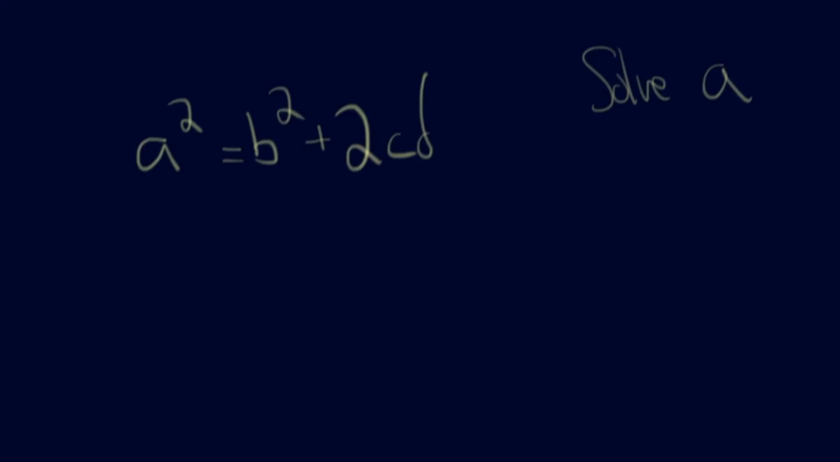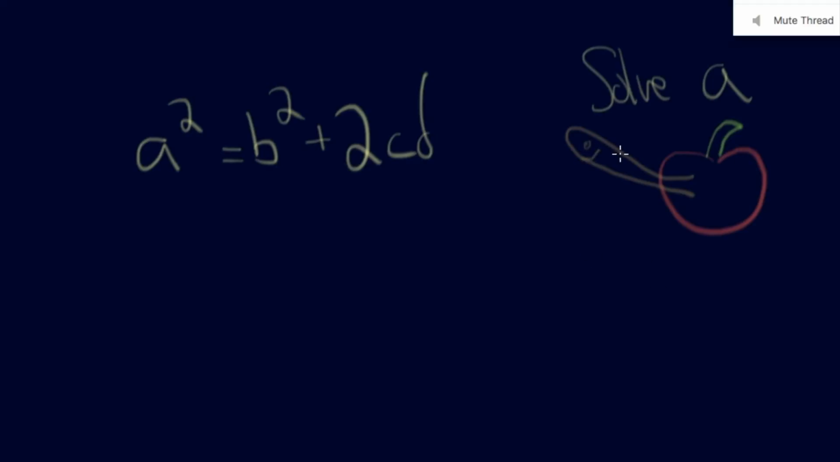Solve for a. So solve for the apple. Ooh, apples. Here's my apple. Maybe there's a little worm coming out of it. There's my worm. I've never seen a worm come out of an apple. There we go. All right.